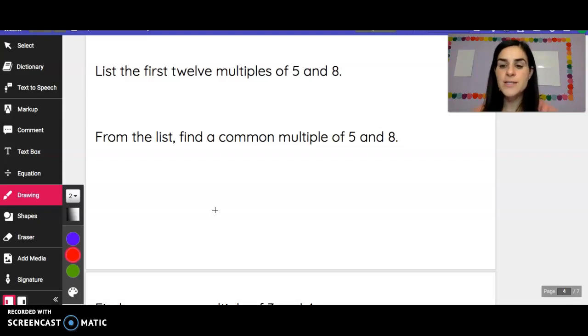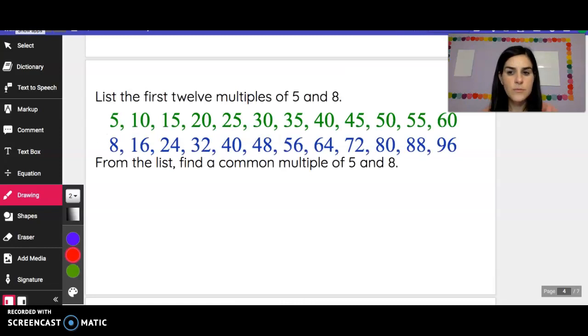I want you to do the same thing with 5 and 8. Pause the video, find the first 12 multiples of 5, the first 12 multiples of 8, and then find a common multiple of 5 and 8. Pause the video and do that. Did you find a common multiple of 5 and 8? Well, I can see that they have 40 in common.